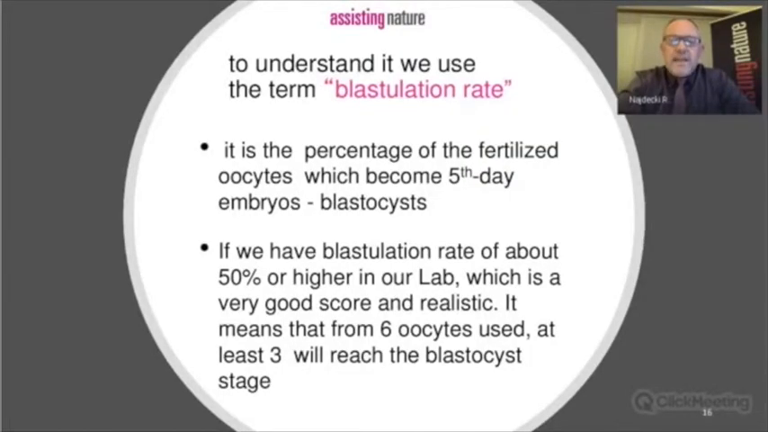To understand it, we use the term blastulation rate. It is the percentage of the fertilized oocytes which become 5th-day embryos, blastocysts. If we have a blastulation rate of about 50% or higher in our lab, which is a very, very good result, and this is realistic, it means that from 6 oocytes used, at least 3 will reach the blastocyst stage.